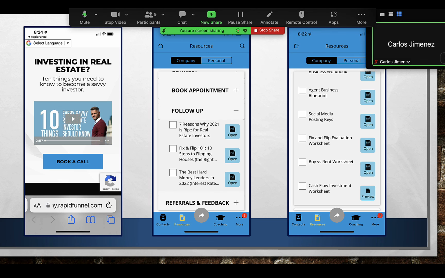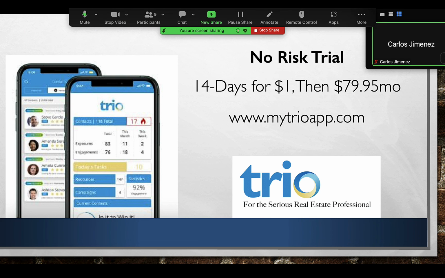Or down here, you see I have rent versus buy worksheets, fix and flip evaluation worksheet, cash flow investment worksheets. So you have all your resources you need to work with real estate investors. And another benefit is all the coaching for the resources is here. So if you're like, well, I don't know how to fill out a fix and flip evaluation worksheet. Well, you go to coaching, real estate investors, and it's going to give you all the training for that.